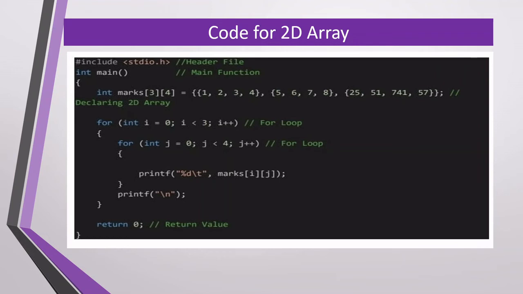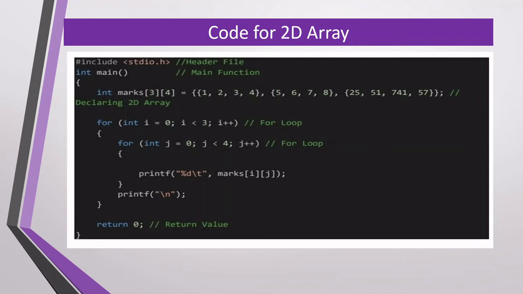Next we use a nested for loop in this two-dimensional array program. The argument in the first for loop is data type, variable name, suppose i is equal to 0, i less than height 3 semicolon, i plus plus. And inside this for loop we use our next for loop, which has the argument data type, variable name, suppose j is equal to 0, j less than 4, j plus plus. And the statement of this for loop is printf %d\t.